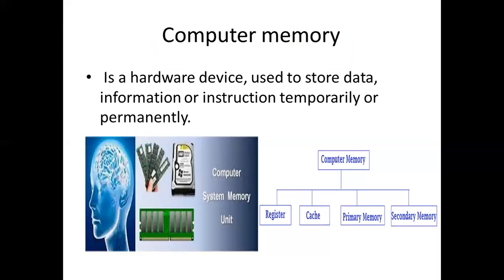So what is a computer memory then? A computer memory is basically a hardware device used to store data, information, or instructions temporarily or permanently. So any device that is there to store information, instructions, data that the computer is working on, whether it's going to be for a short time or for a very long period of time, is considered to be a computer memory. A computer memory is also referred to as the brain of the computer.